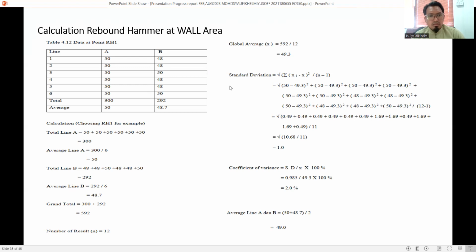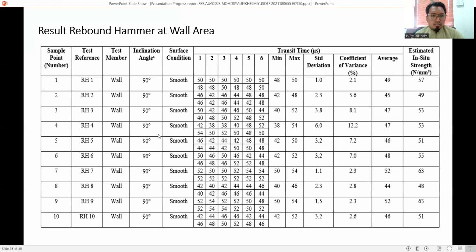Next, the wall area. The method is the same as the dome area, but the location is at the wall area. This is an example calculation for RH1, the RH mean rebound hammer. This data we got from line A and line B. Okay, all of this wall area data collection will be in one table, the same as the dome area.